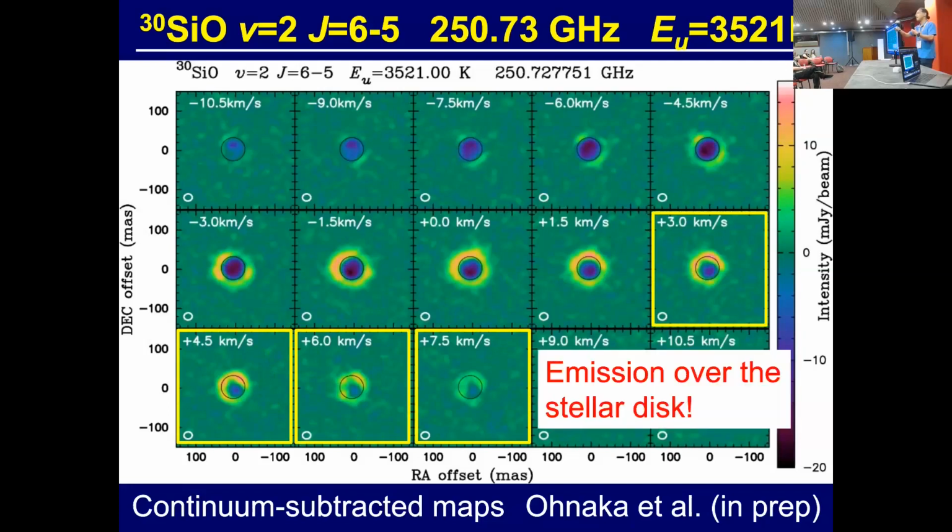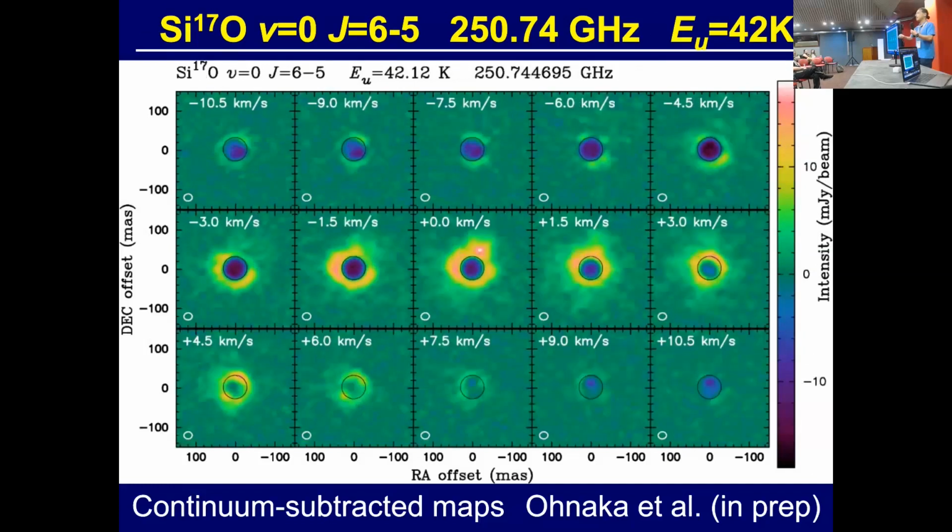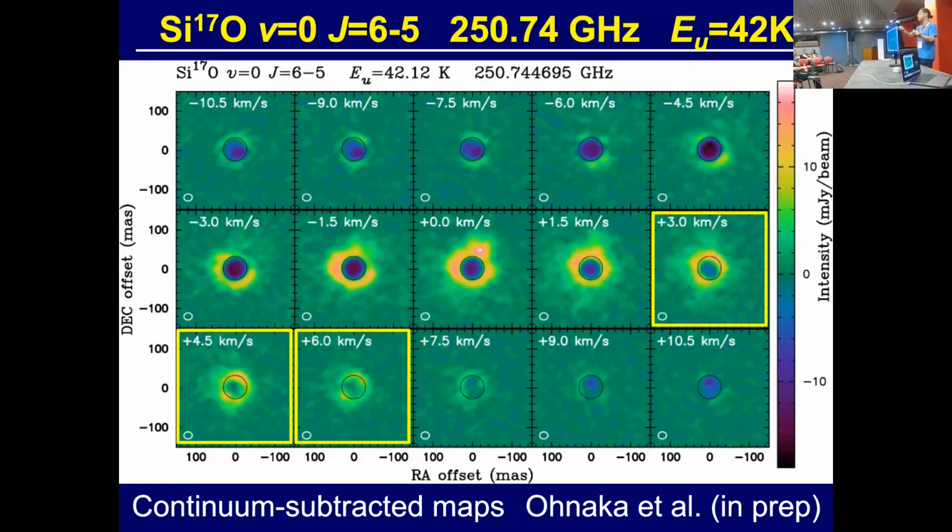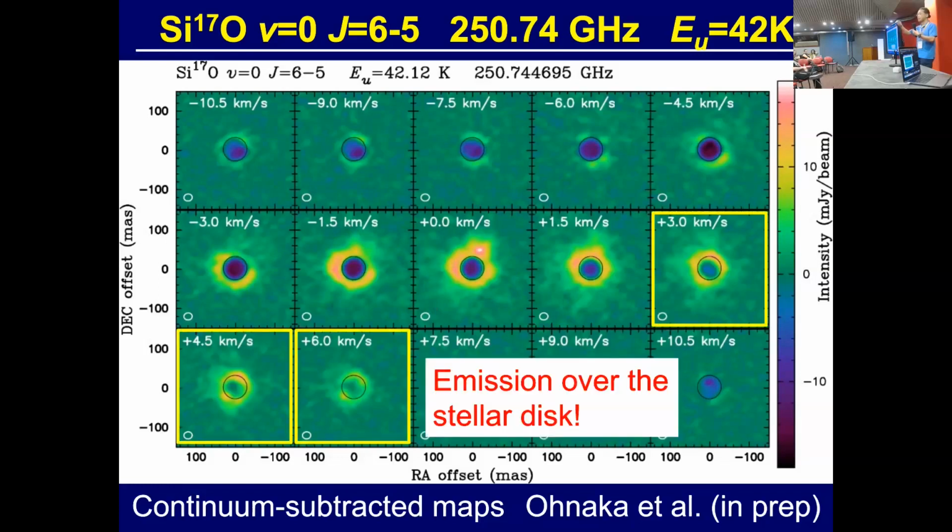This is unexpected. Now we go to another SiO line, Si17O, and you can recognize the very complicated, very clumpy emission. For example, a very bright spot in the north, and then a tail going to the south, fine. And now inside the disk, it looks dark blue because it is absorption. That's fine. But again, around this redshifted velocity, we start to see the emission over the stellar disk instead of absorption.